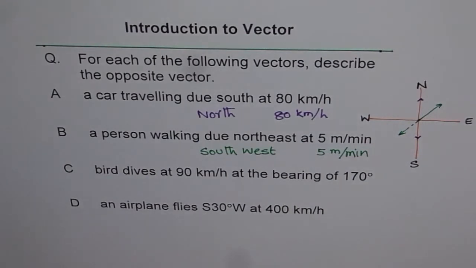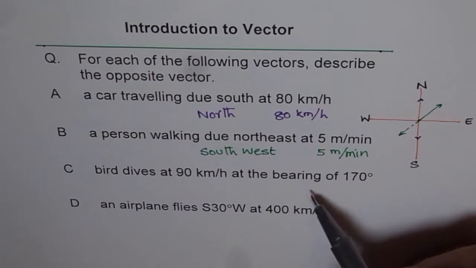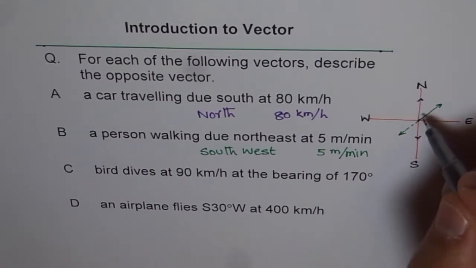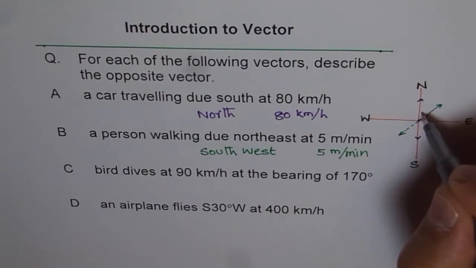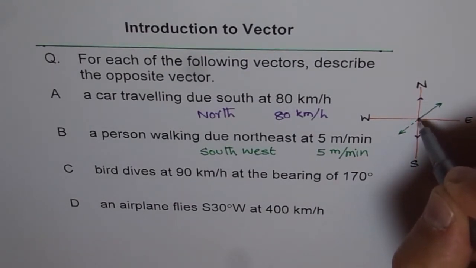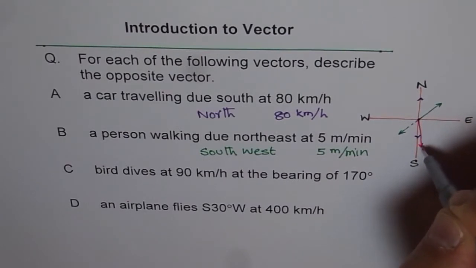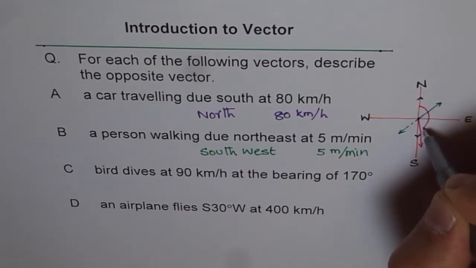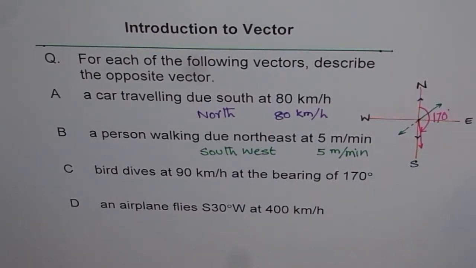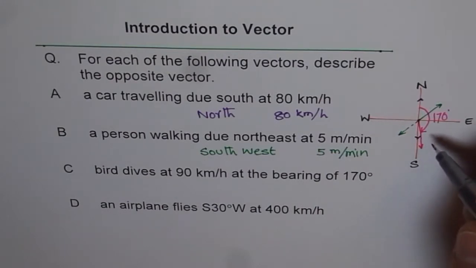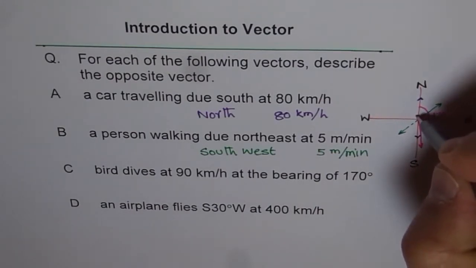Perfect. Next one, bird dives at 90 kilometers per hour at the bearing of 170 degrees. Now bearing angles are measured from north and rotation is clockwise. So 170 from here will be very close to this line. So let's draw this line kind of like this. So this angle, let's assume this to be 170 degrees. Now what is opposite of this?